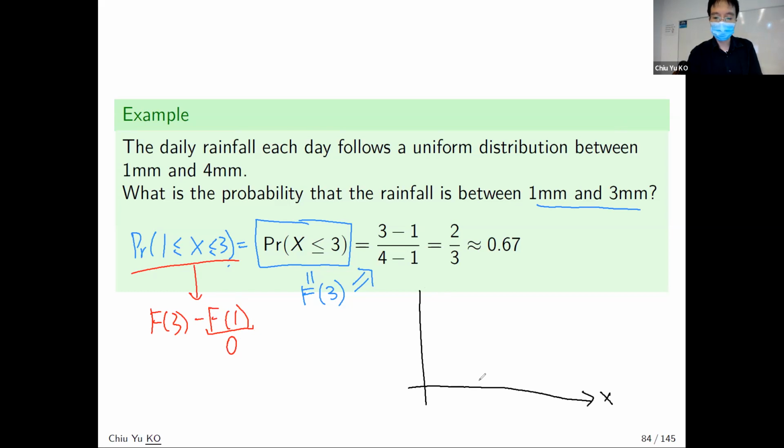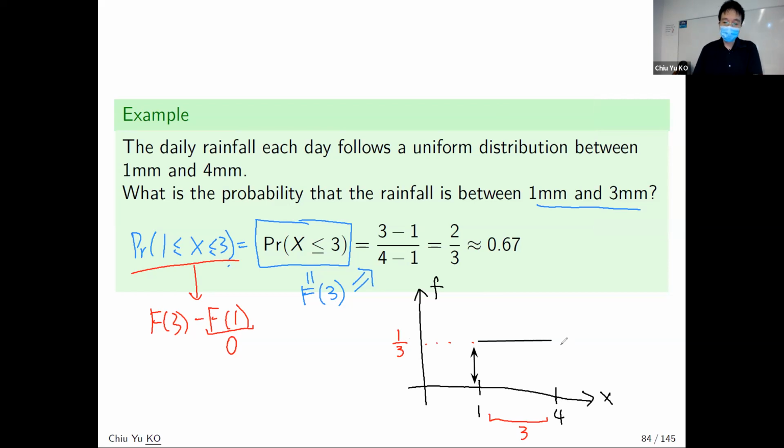This x is between 1 and 4, and this is the f. Uniform means a constant height. What is the height? The distance is 3 here, so the height is 1/3. Why? Because 3 times 1/3 is 1, as this area must be 1.